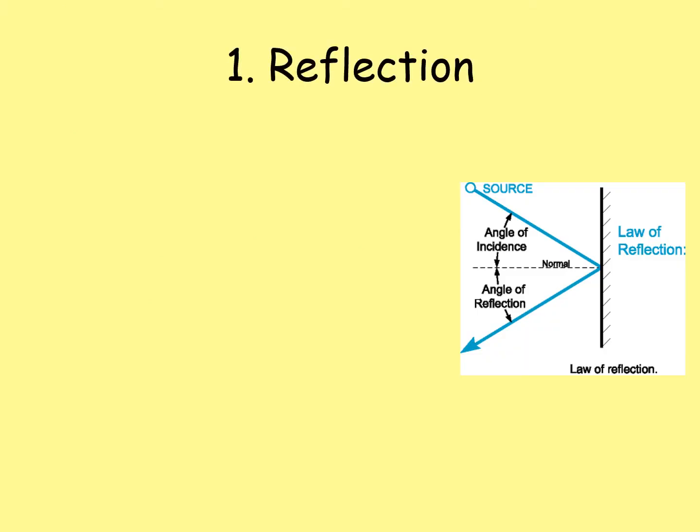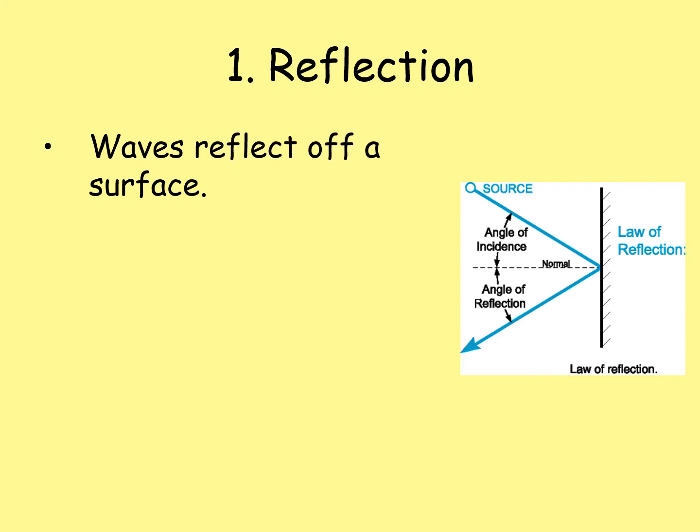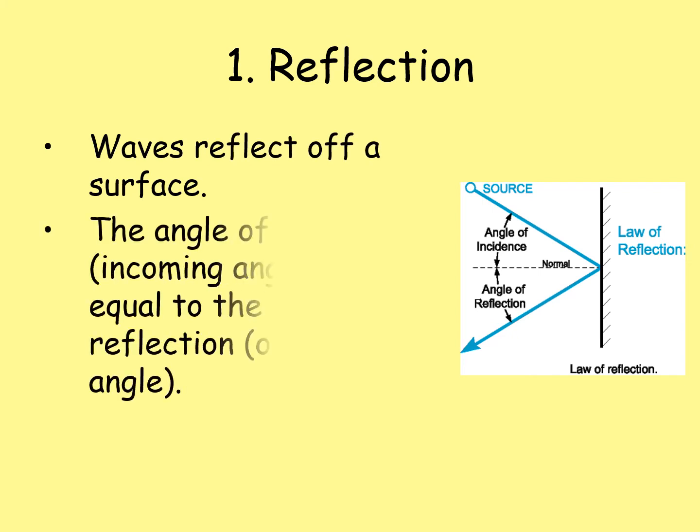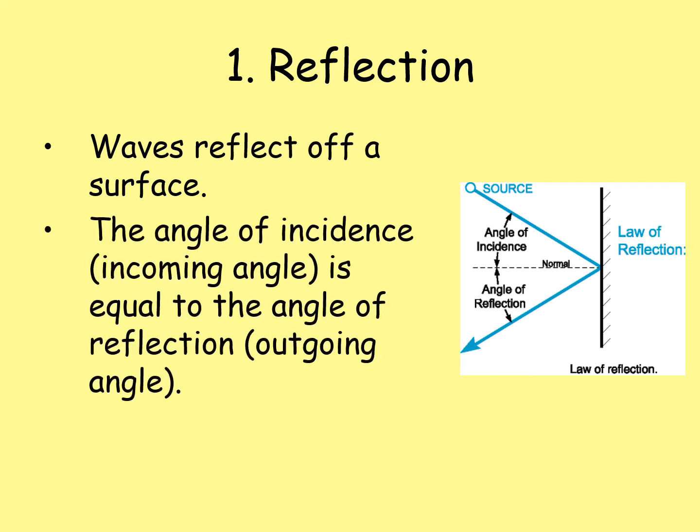Reflection. Waves reflect off a surface. The angle of incidence, that is the incoming angle, is equal to the angle of reflection, the outgoing angle. And we looked at this when we were looking at Snell's law. Remember that the angle of incidence is measured between the normal line and the incident ray. The angle of reflection is measured between the normal line and the reflected ray. We can see from the diagram that the incident angle and the reflected angle are equal.